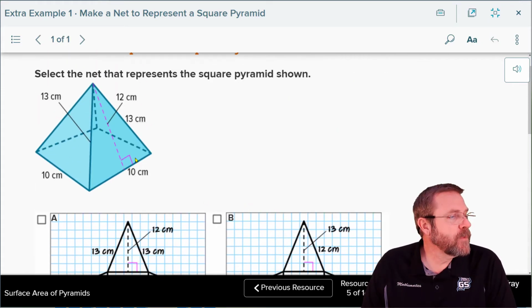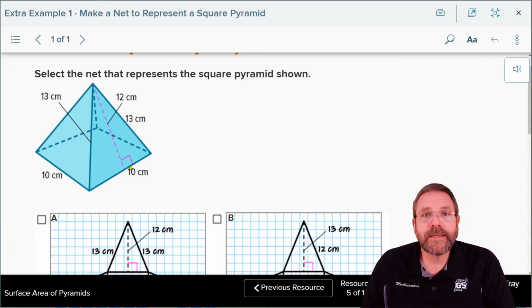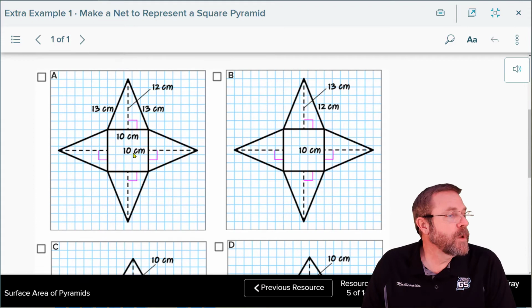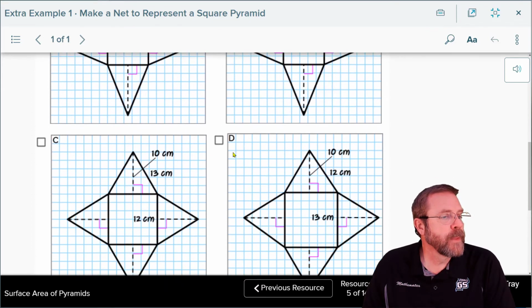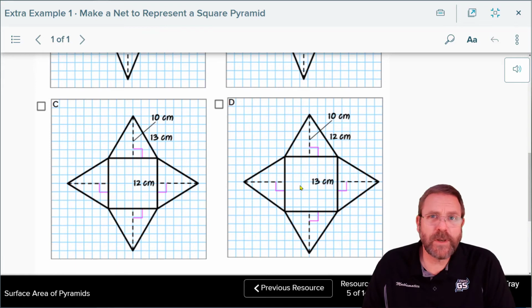So the first thing I want to see is the dimensions of my rectangle, or my square in this case, are going to be 10 by 10. So we can look and say that A could be a 10 by 10, and that B can be a 10 by 10. So both of those have a 10 by 10 base there. And then this one here, that's 13 by 13, and this is 12 by 12. So C and D cannot be valid ones.